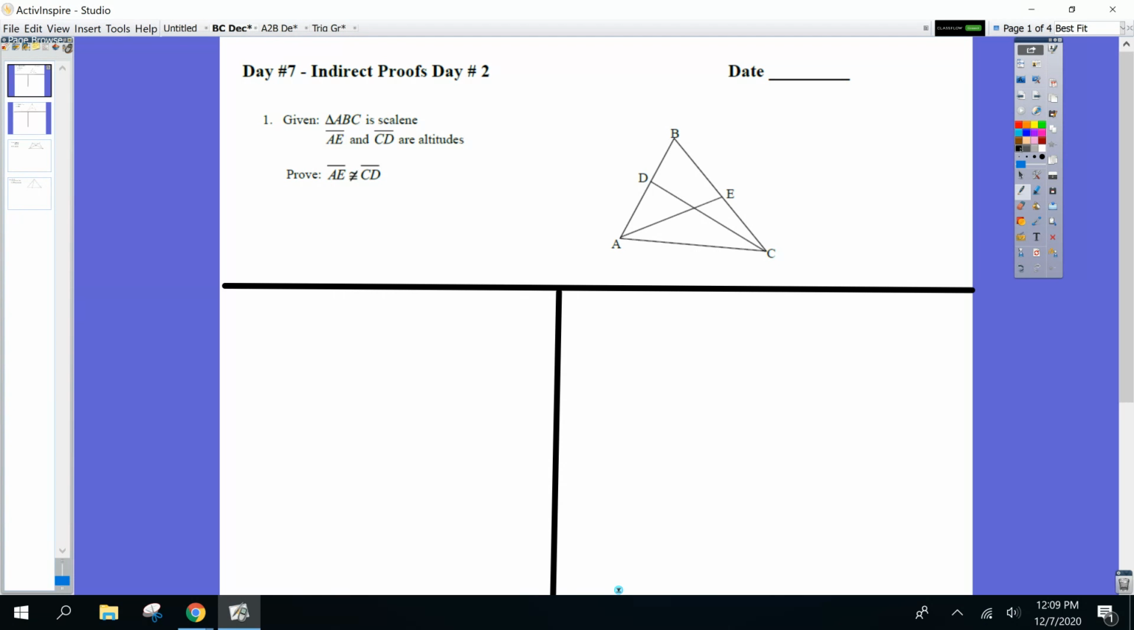Let's find out. Go ahead on number one. I'll give you a second to set up statements, reasons. Write in your givens. Triangle ABC is scalene.